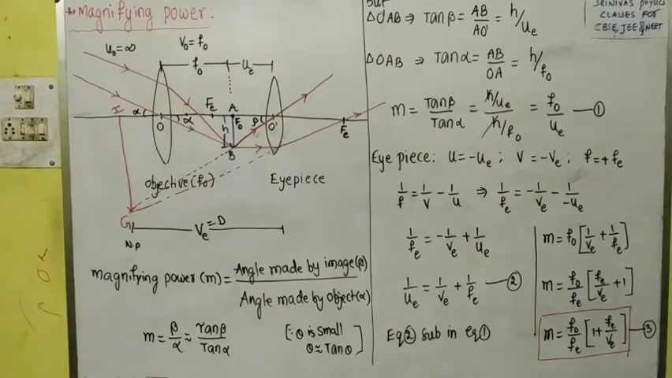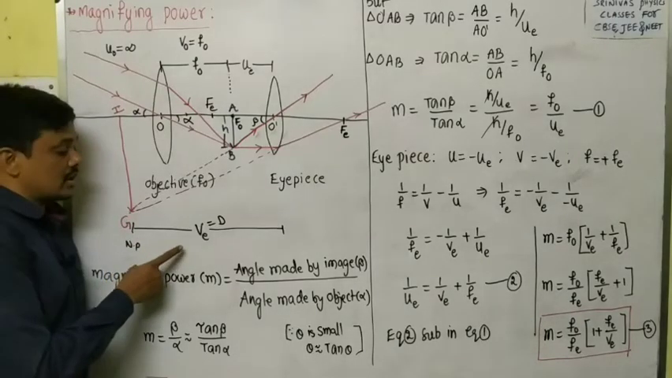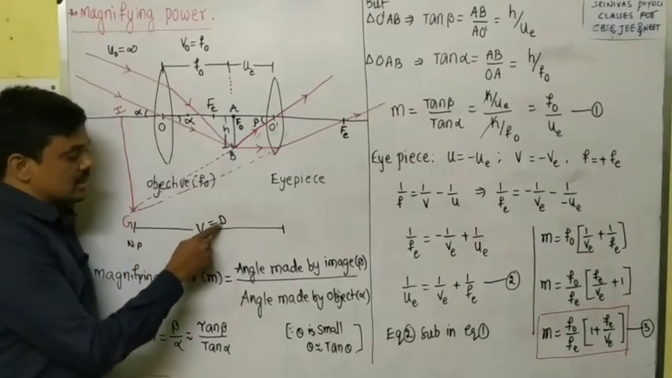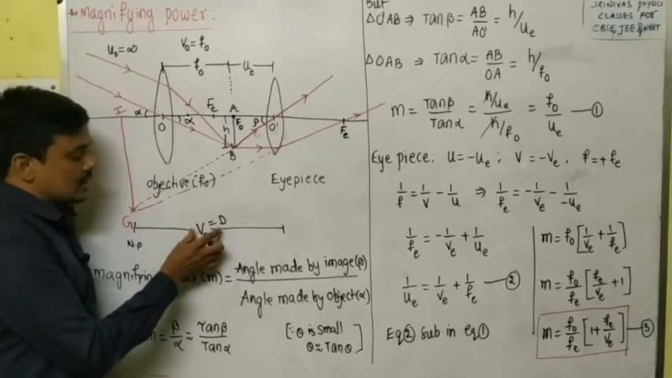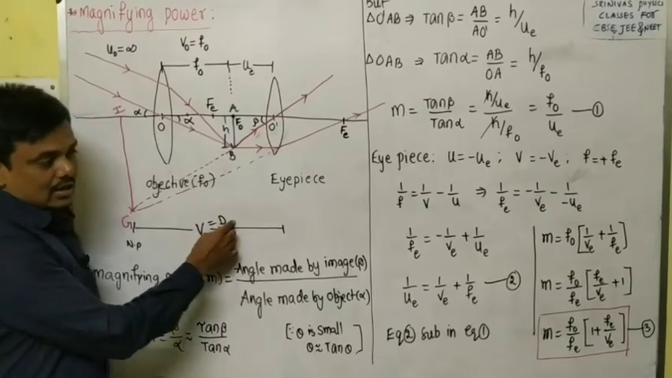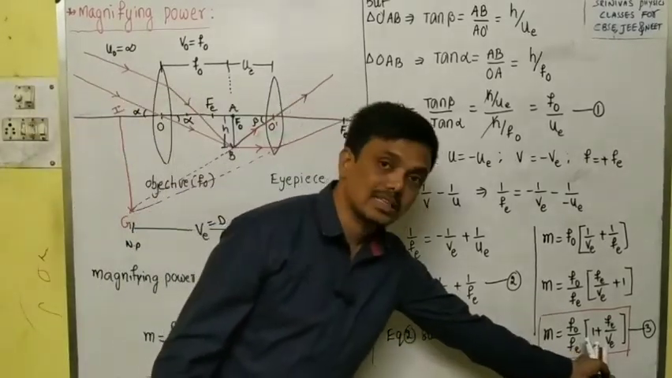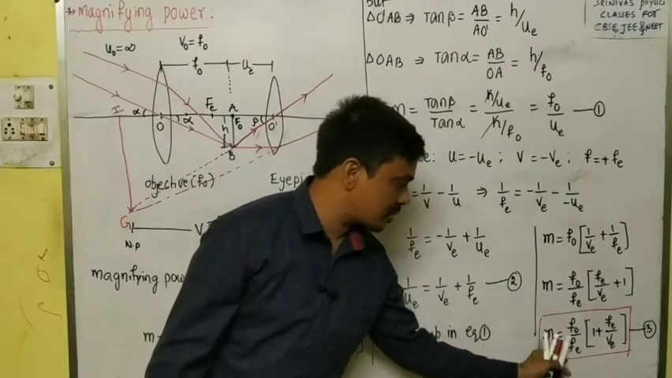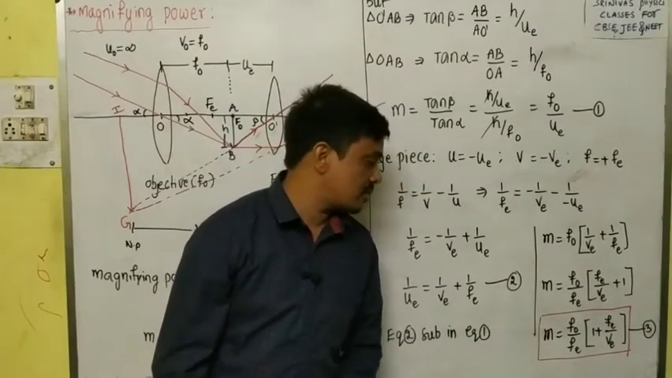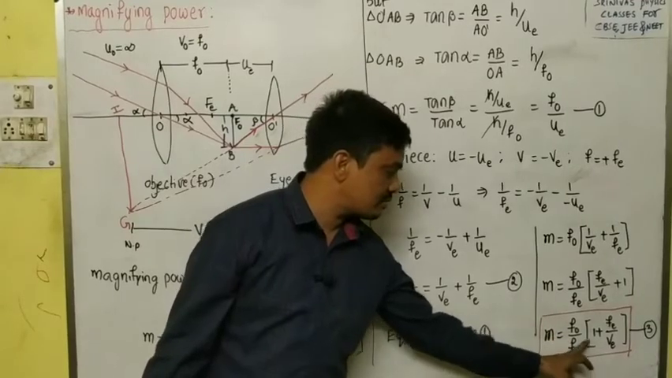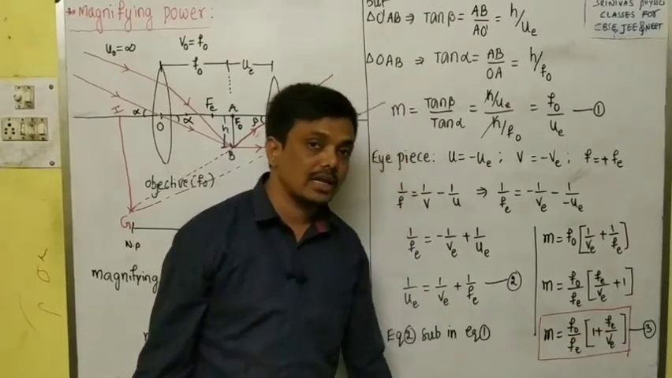Okay, I am going to rub this and I will continue. Two cases I will take. One case is if the image forms at the near point. If the image forms at the near point, then we take the image distance VE equal to capital D. Then we will get the magnifying power formula when the final image forms at the near point: F0 by FE into 1 plus FE by D.